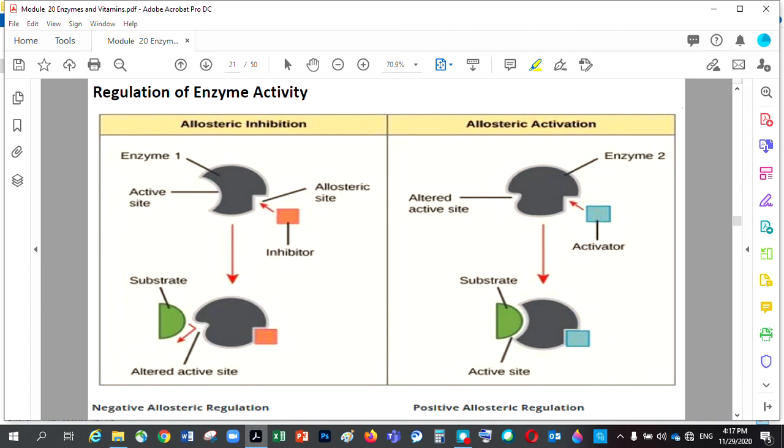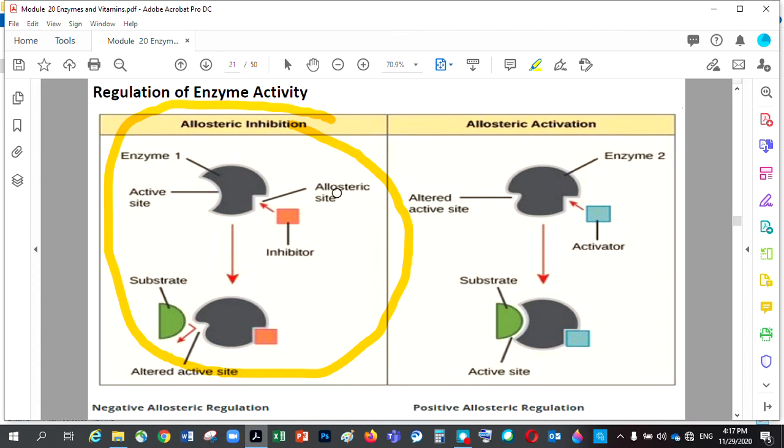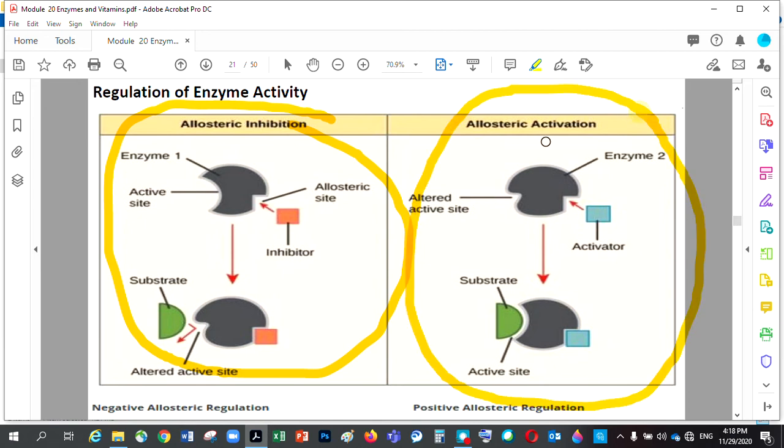Regulation of enzyme activity. So now we have to look at the enzyme activity in some detail. We'll talk about the regulation of the enzyme activity. Here is a negative regulation, and here is the positive regulation. So we have a negative allosteric regulation, and here is positive allosteric regulation. What is the difference between them?